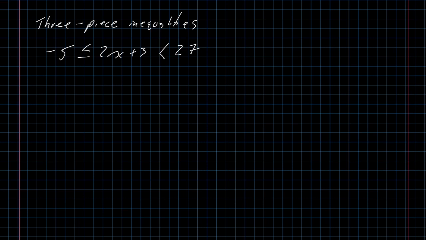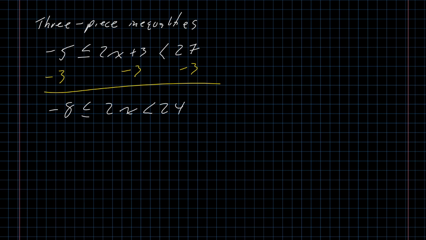It's a little bit weird because instead of having two sides of an equation to do things on, we have three sides of a three-piece inequality, but we still have this x in the middle and we want to figure it out. So we'll subtract 3 from all three sides of the inequality, which gives me -8 is less than or equal to 2x is less than 24. And then I will get x by itself by dividing by 2, which gives me -4 is less than or equal to x is less than 12.